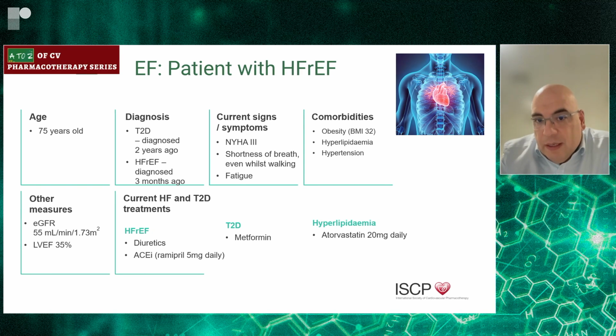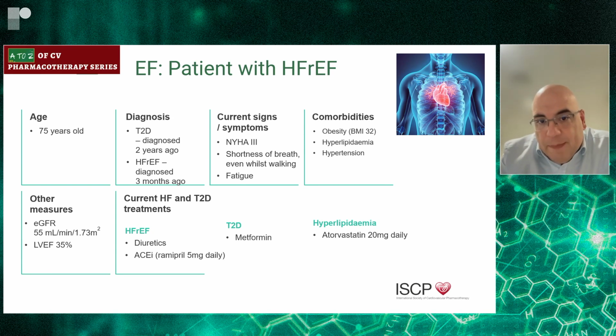And his comorbidities are he's got some obesity, BMI of 32, hyperlipidemia, and ongoing hypertension. His other measures, his renal function: he's got a creatinine clearance of 55 mLs per minute based on an eGFR, and his left ventricular ejection fraction is 35%. And in terms of his current treatment, you can see he's currently on diuretics and on an ACE inhibitor of ramipril 5 milligrams daily. Type 2 diabetes, metformin, and hyperlipidemia, he's on atorvastatin 20 milligrams daily.